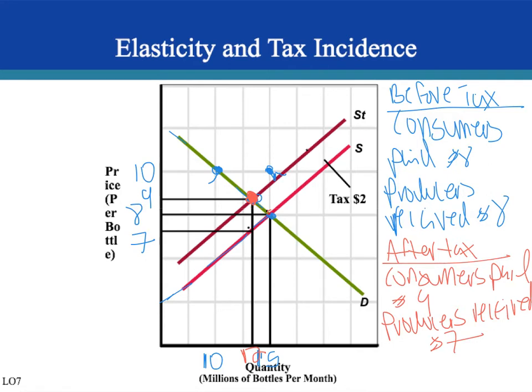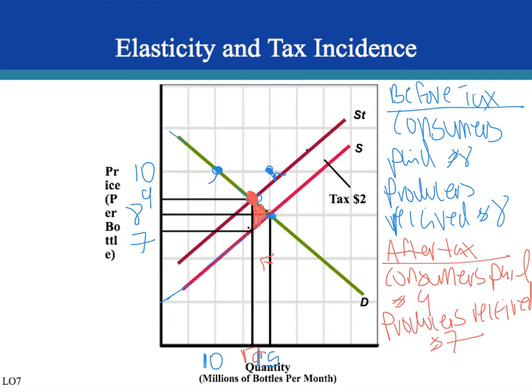Consumers paid $1 of the tax. So before the tax, they would pay 8. Now they're paying 9. Producers also paid $1 of the tax as well. Before they would receive 8, and now they're only receiving 7. So here is what we call the deadweight loss. This is the loss of output that resulted from the tax. Before it was like 15 million bottles of wine. Now it's 12 million bottles of wine.